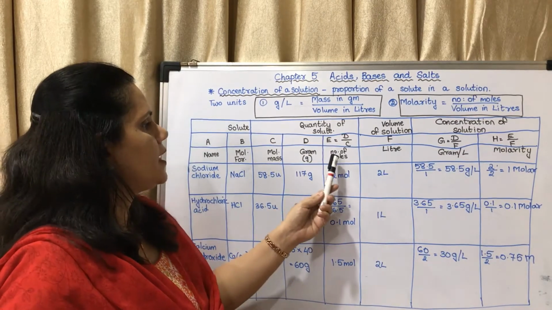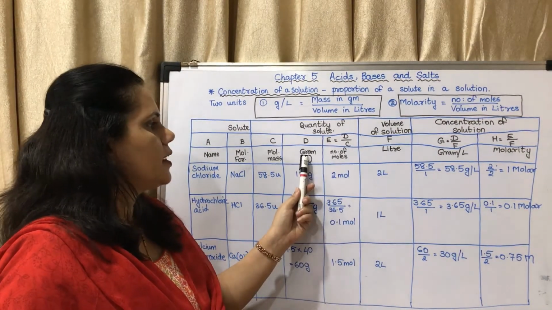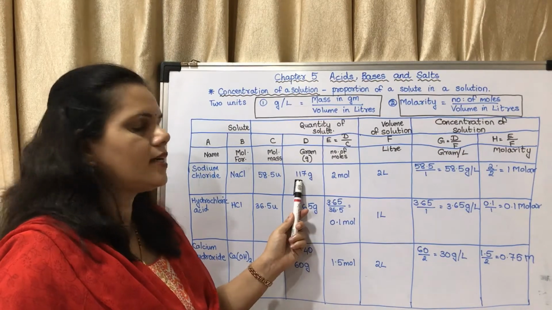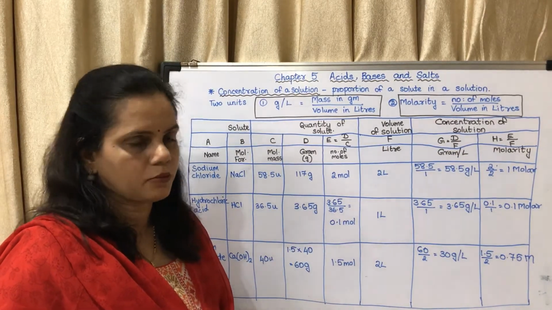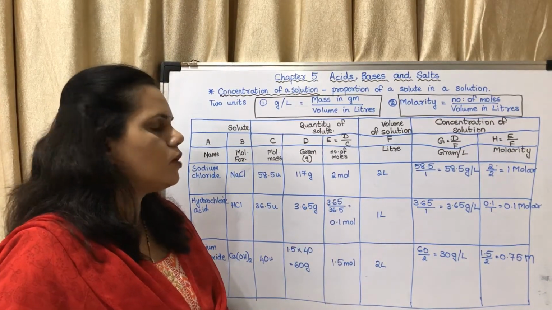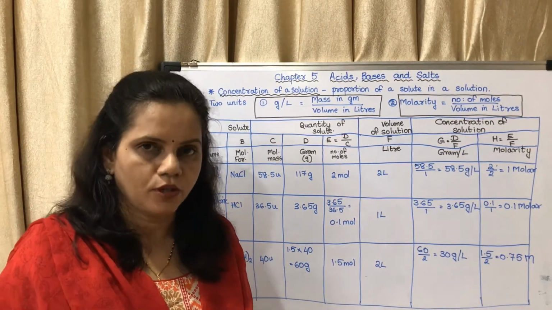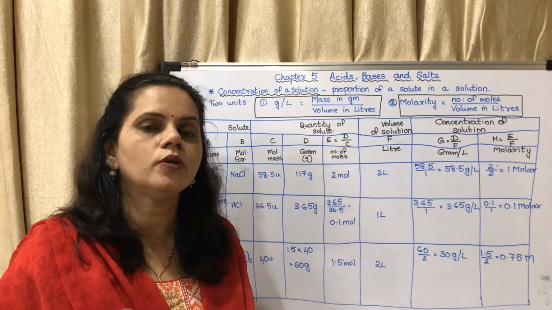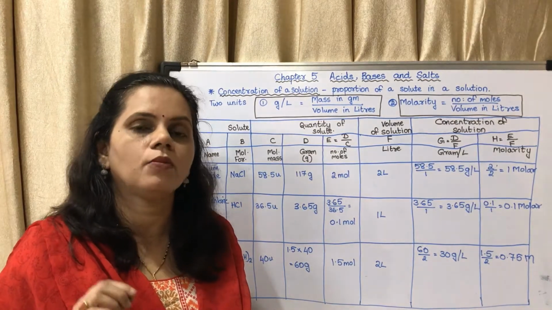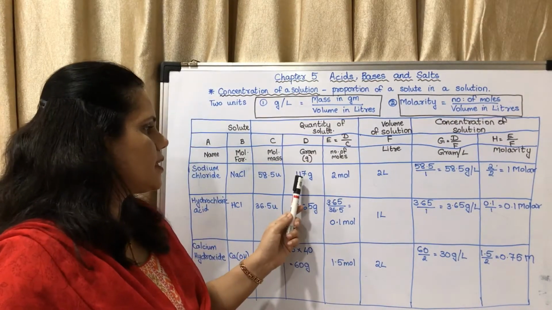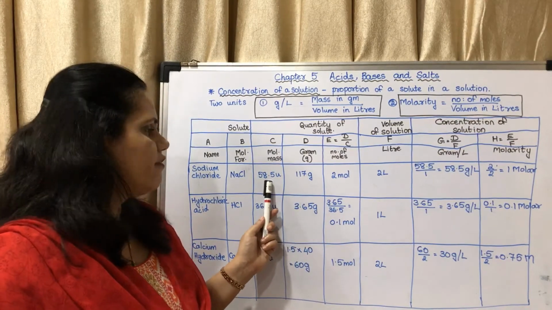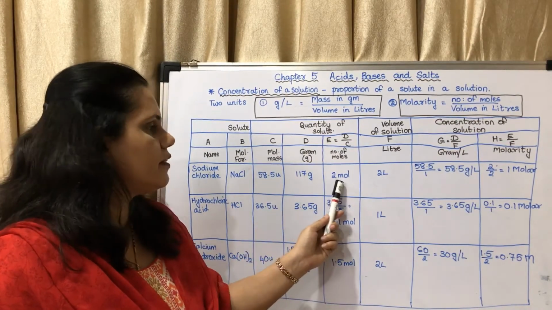Okay. Now the next is number of moles, grams. Mass in grams, they have given it as 117 grams. Number of moles. How will you calculate the number of moles? This also we had studied in chapter 4. Number of moles is equal to mass in grams upon molecular weight. That means 117 upon 58.5 will give you 2.